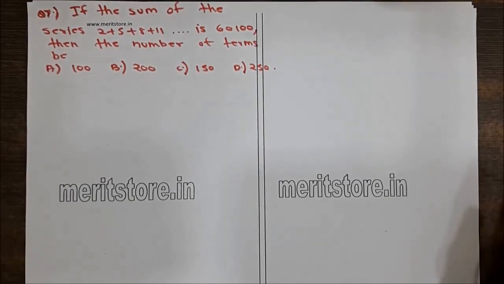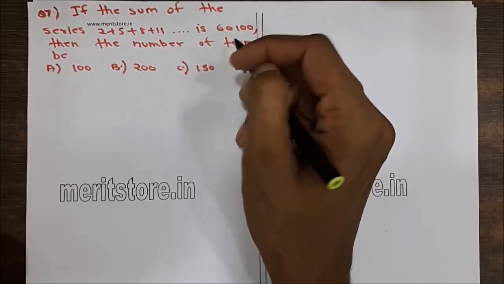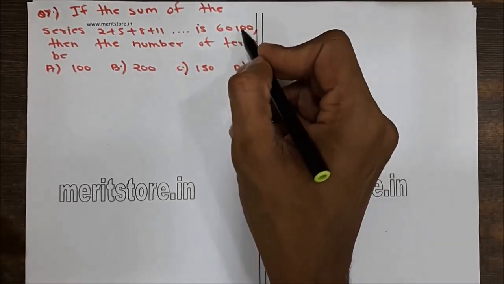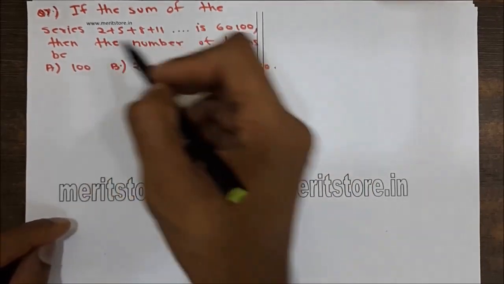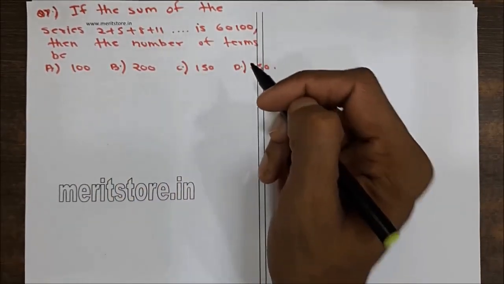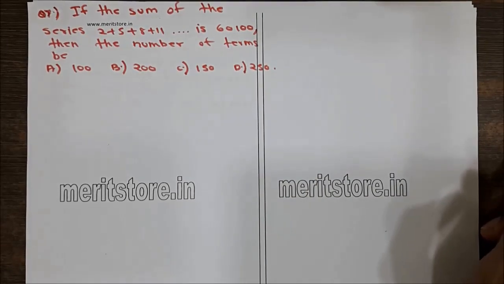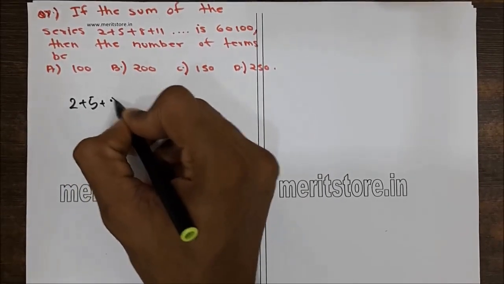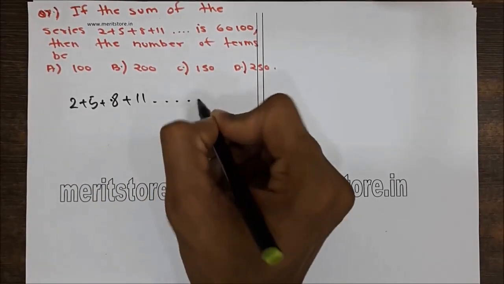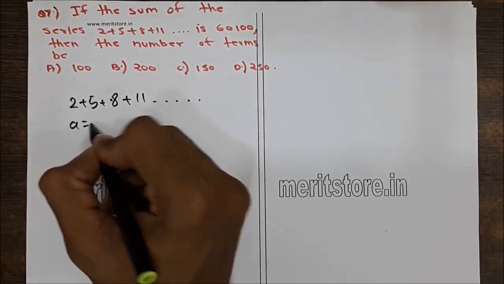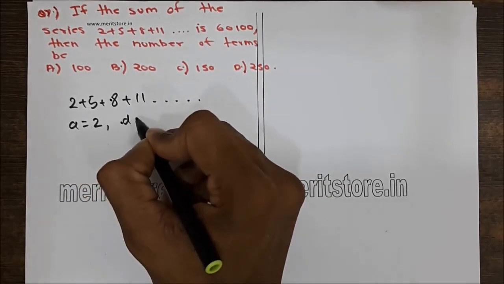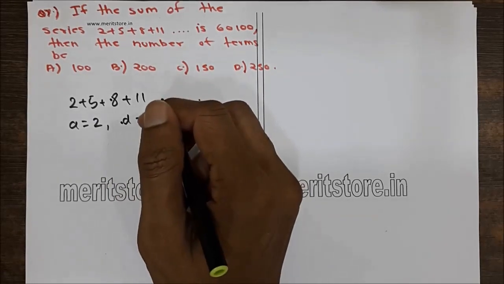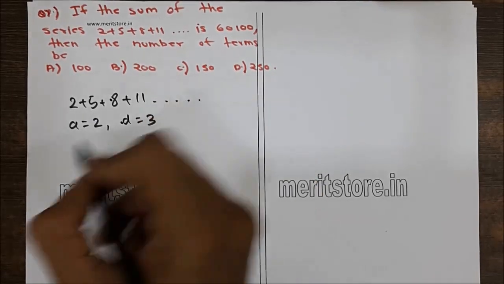Question 7. If the sum of the series 2 plus 5 plus 8 plus 11 and so on is 60100, then the number of terms is, we have four options: A, 100; B, 200; C, 150; and D, 250. In the given series, we get a equal to 2 and the common difference d equal to 3. Let the number of terms be n.